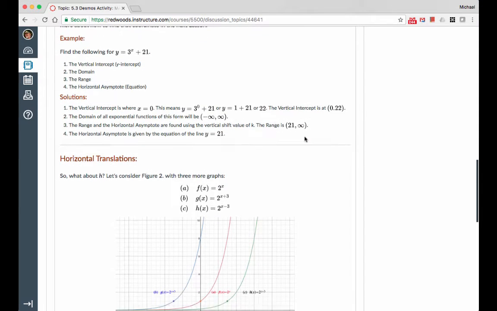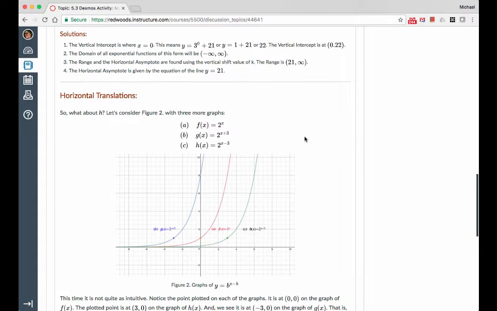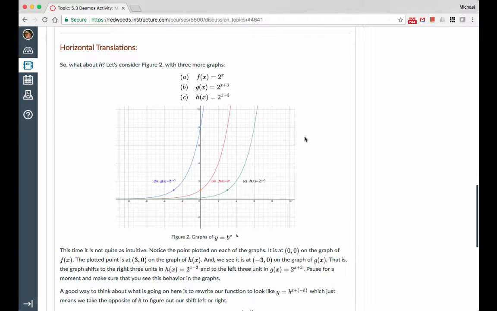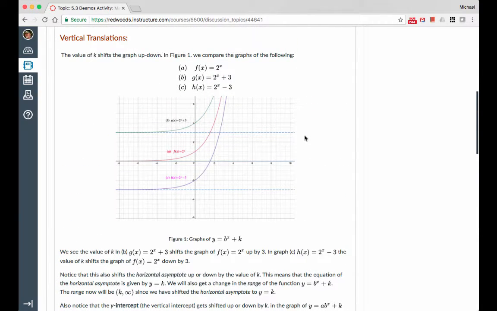Let's shift our focus now to horizontal translations. In a horizontal translation, the number that does the shifting is going to be attached to the x. Notice that in this example, we've got f of x equals 2 to the x again, but now it's 2 to the x plus 3. And notice that the 3 is up in the exponent position. Contrast that to our previous example, where it was down, being added to the base raised to the x.